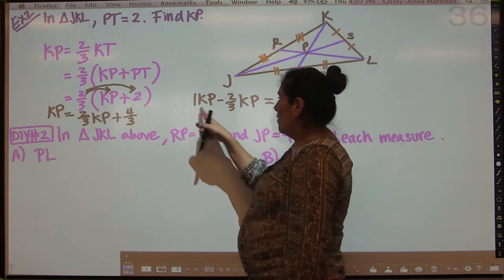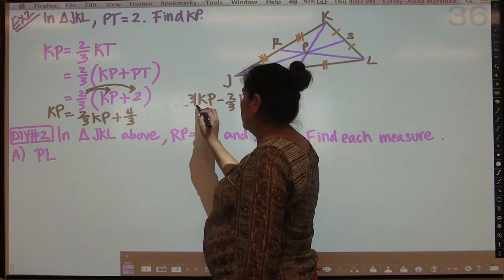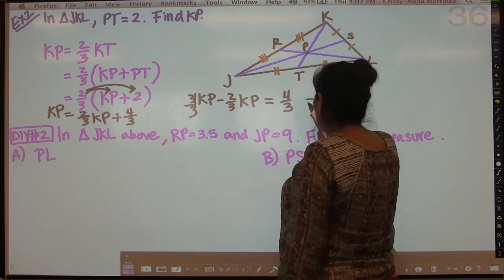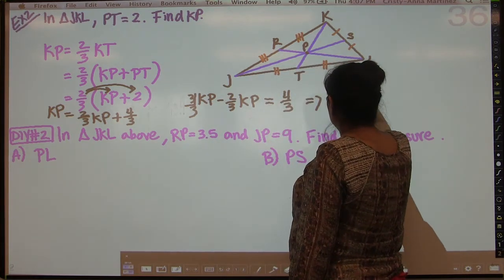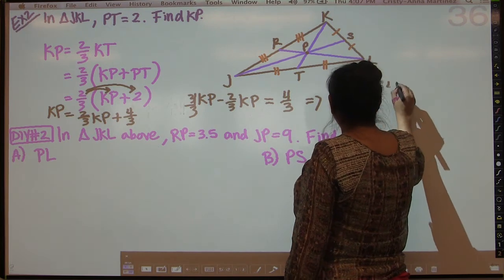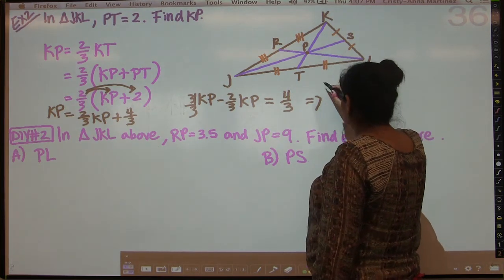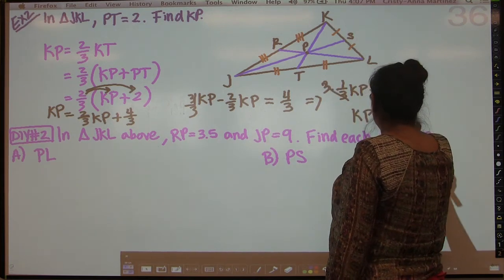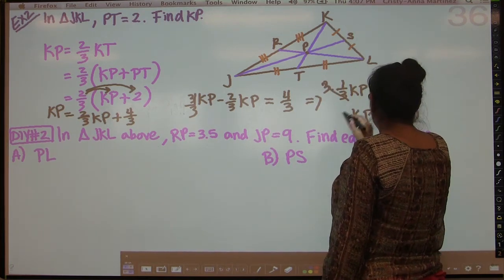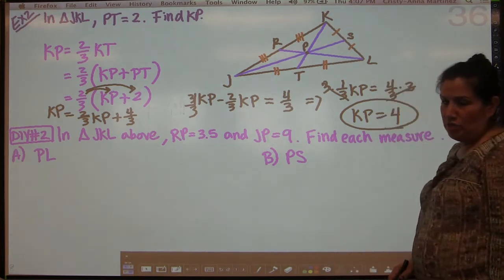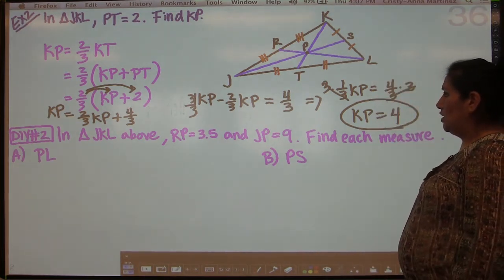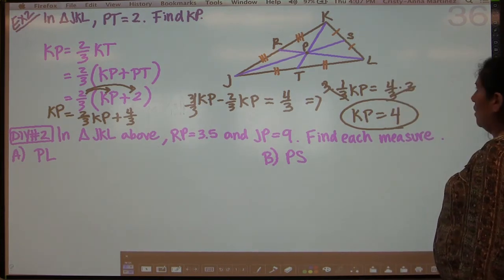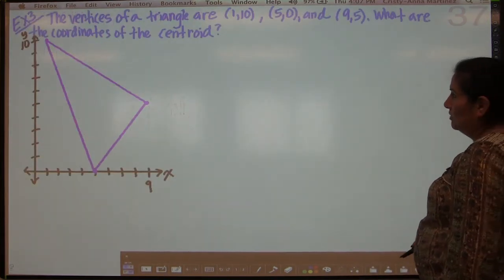So now basically what we have is 1 minus 2/3, and 1 is the same thing as 3/3. So 3 minus 2 is 1/3, so now what we have is 1/3 KP equal to 4/3. And our last step is to times both sides by 3, so KP equals 4. And that's how you can use algebra to do that if you don't want to do it in your head. So now you can try to do it yourself, number 2, and then we will move on to our next example, dealing with the centroid.